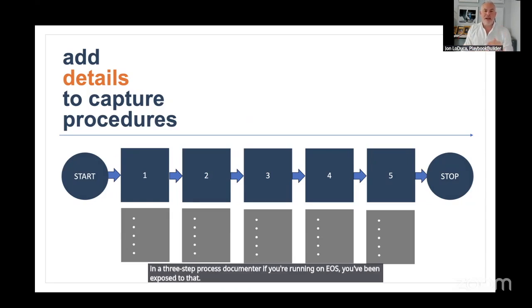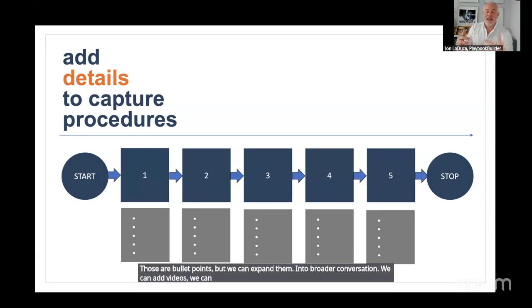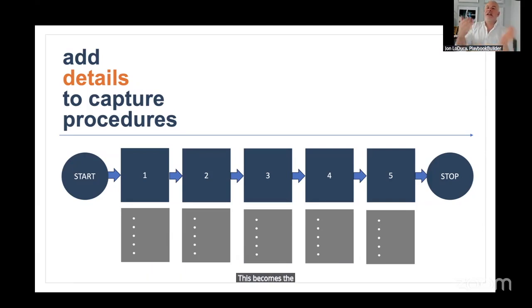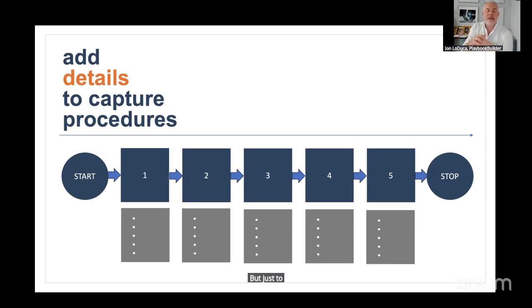Those are bullet points, but we expand them into broader conversation. We can add videos, we can add quizzes and links and QR codes and attachments. So those bullet points can expand and they can include more information. But architecturally, this is how I would still do it. In fact, what we recommend that you do is once you're done architecting it, this becomes the shot list to then interview the subject matter expert to get the full story out of them on video, especially if what they need to do is demonstrate. But just to map it like this, you can see quite simplistic.